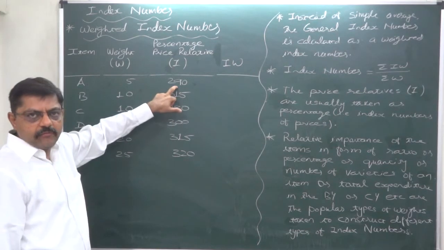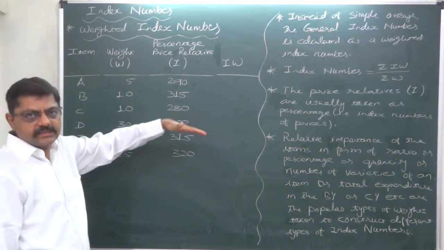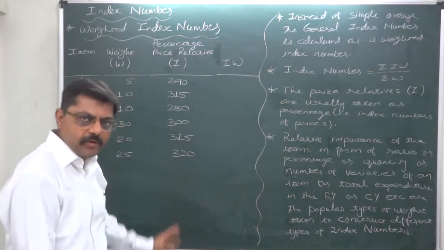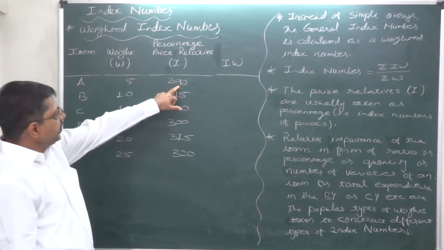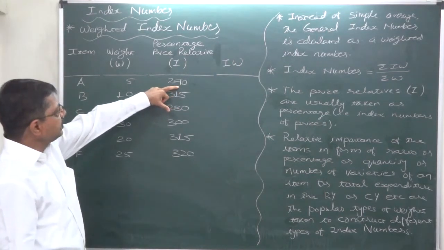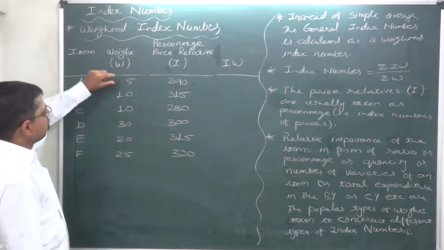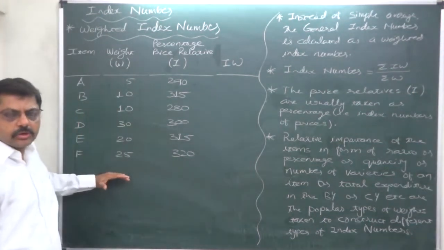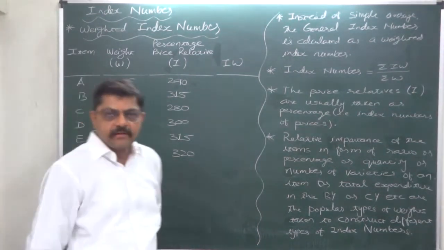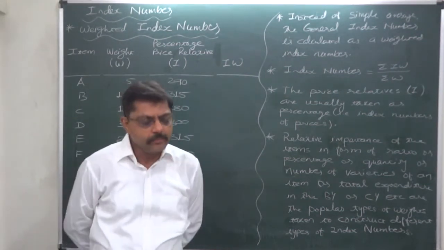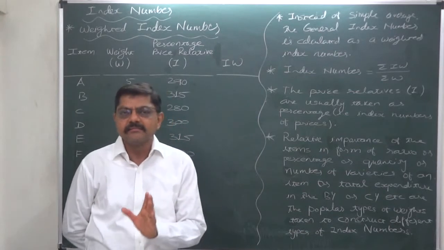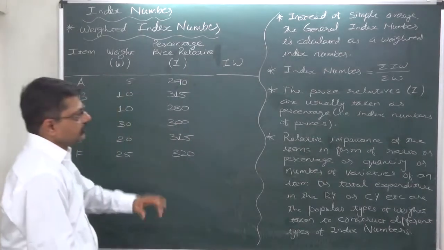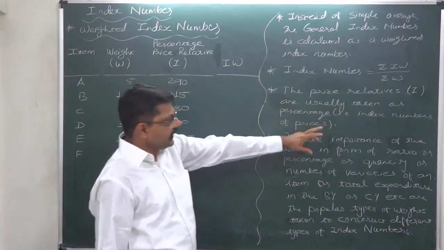In case of price relative, we divide the price of current year by price of base year. But in case of price index number, we multiply it by 100 and get it in the form of percentage. Now, if we multiply percentage price relative or price index number by the relative weight and then divide the total of the weighted values by the total of weight, then it will be the weighted average or weighted index number. So the method is exactly the same as in case of weighted mean, but the price relatives are usually taken as percentage.